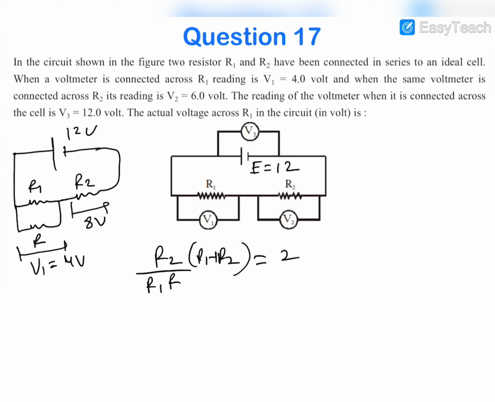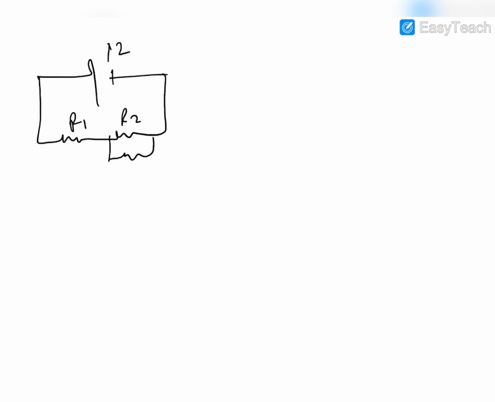So we can say this equation becomes R2 by R1 into R, and this is R1 plus R2, and this is equal to 2, the first equation. And in the second part, when this is connected across the second one, then this is R1 and this is R2 and this is R.